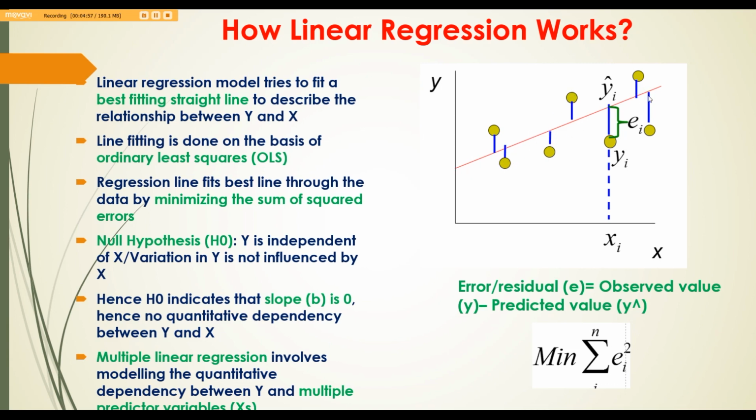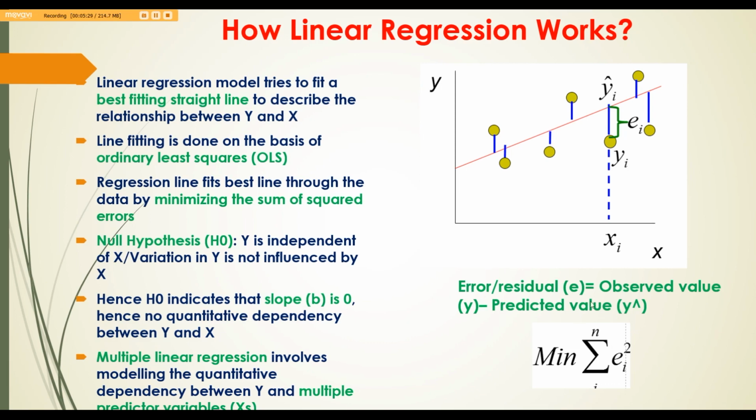is to fit a line which is as close as possible to all the points. So what you don't see sitting on the line are your observed values, and what you have on the line is the predicted value, and by subtracting these you get the error or residual as we spoke before. So line fitting is done on the basis of ordinary least squares, and the upshot is that ordinary least squares rely on minimizing the sum of squared errors.